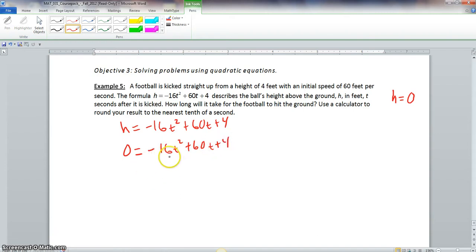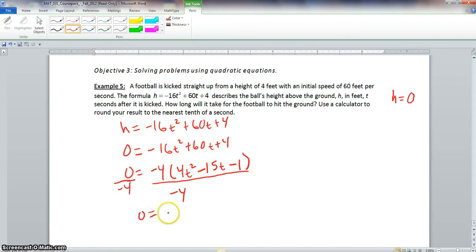Now what we need to do is this here. Why don't we move this over? Well, yeah, we could do this. Negative 16, 60, and 4, they all have 4 in common. So why don't we just factor out a negative 4 so we can make this 16 positive. So it'll be negative 4 times 4t squared minus 15t minus 1. Now we could divide each side by the negative 4. The equation we have left will be 4t squared minus 15t minus 1. And we can use the quadratic formula.